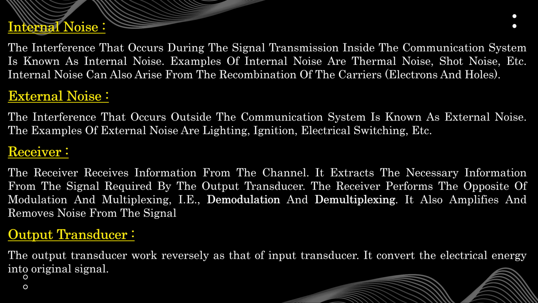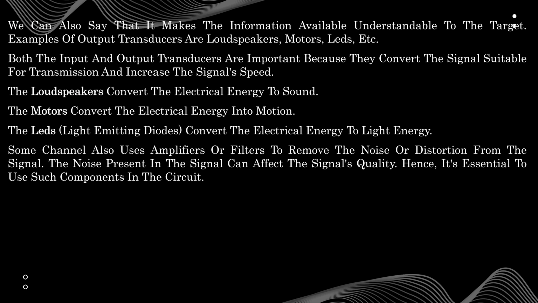Receiver. The receiver receives information from the channel. It extracts the necessary information from the signal required by the output transducer. The receiver performs the opposite of modulation and multiplexing, that is demodulation and demultiplexing. It also amplifies and removes noise from the signal. Now, the output transducer. The output transducer works in reverse to the input transducer. It converts the electrical energy into the original signal.